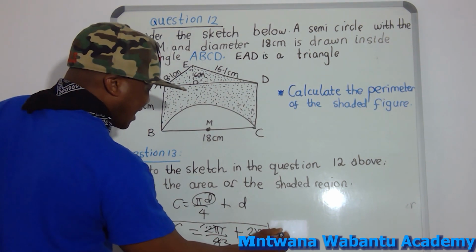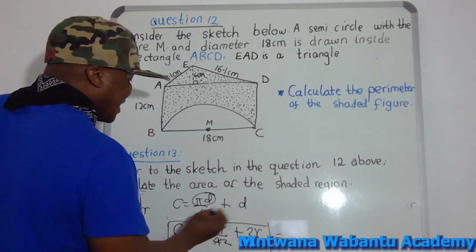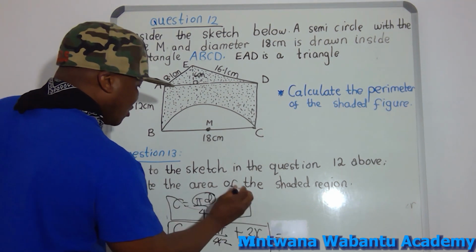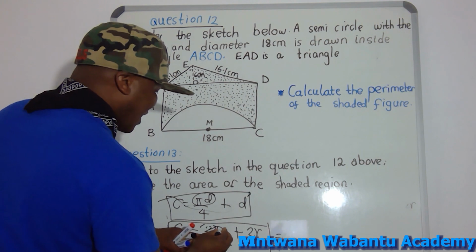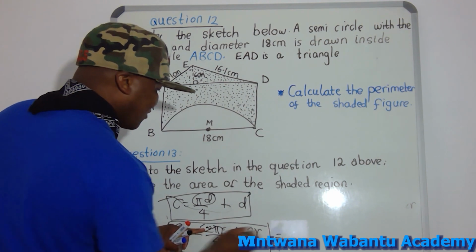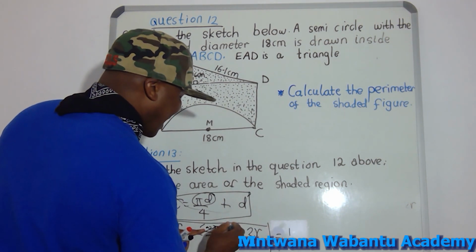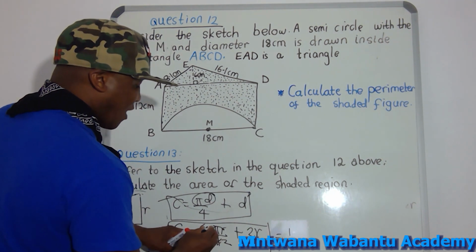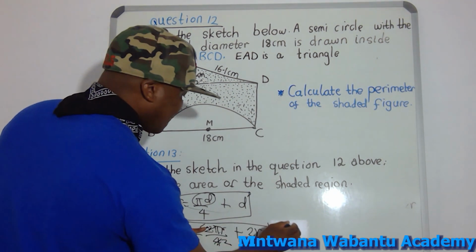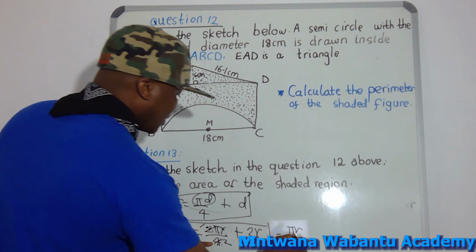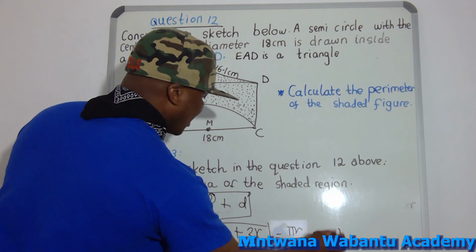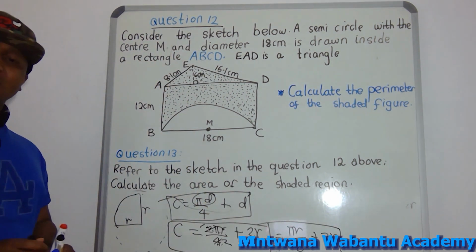So that finds the circumference of a quarter cycle. Or if you want to write it another way, you can say pi r, because 2 divided by 4 is a half. So it's like a half pi r. 1 times pi r is just pi r over 2, and then plus 2r. So this is a quarter cycle. You see how easy it is?